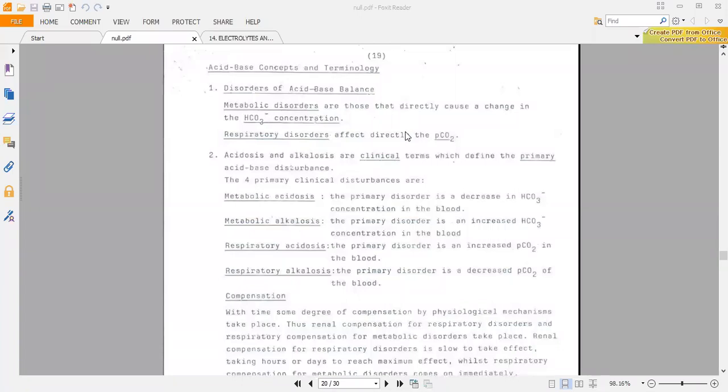Okay, let's continue with the last session. Okay, so we are only going to look at terminologies and how to diagnose the conditions. Okay, when to know when we have metabolic acidosis or respiratory acidosis and those kind of things.